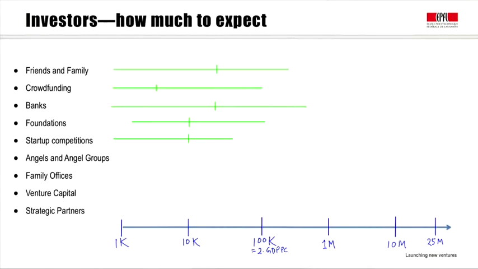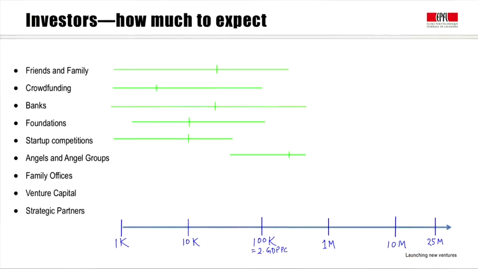For angels and angel groups, there's actually a distinction. We're going to draw a distinction here between an individual angel and a group of angels working together. So the earlier stage financing is going to be to raise money from an individual person, and that might be on the order of 50 to 500,000, with a typical amount maybe on the order of 200,000 or so.